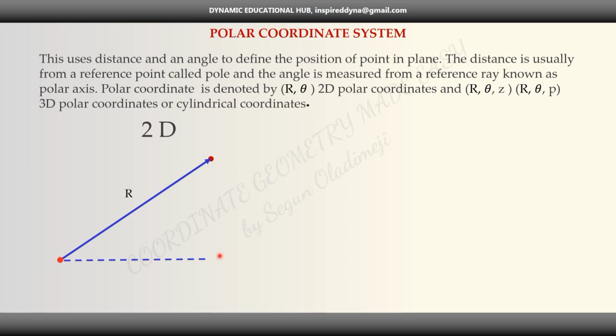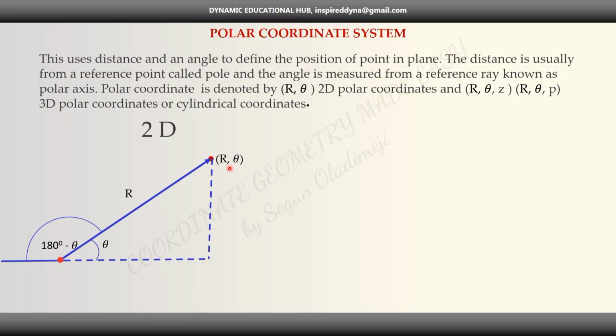Then you take your measurement of the angle going anti-clockwise, and that is theta. You can have it in radians or degrees. Now you can be given the other angle here, and you should know that this other angle will be 180 degrees minus theta. So we have the measurement of the distance, which is r, and the measurement of the angle starting from your polar ray, which is the polar axis, going anti-clockwise until you get to the line. Then you have (r, theta).